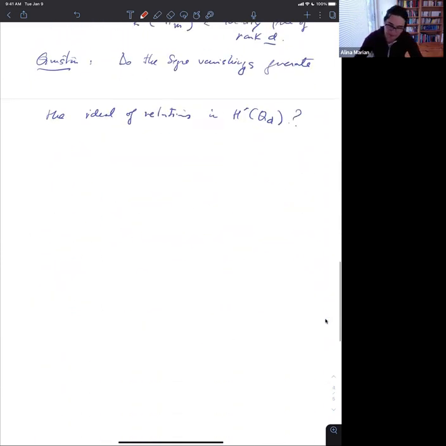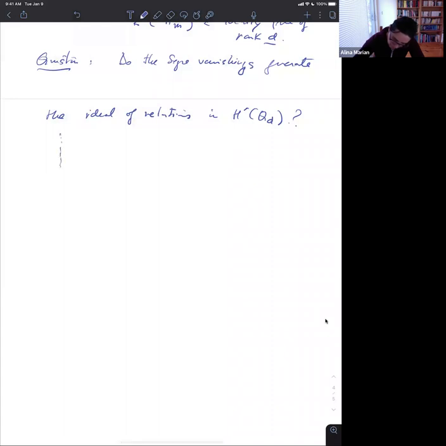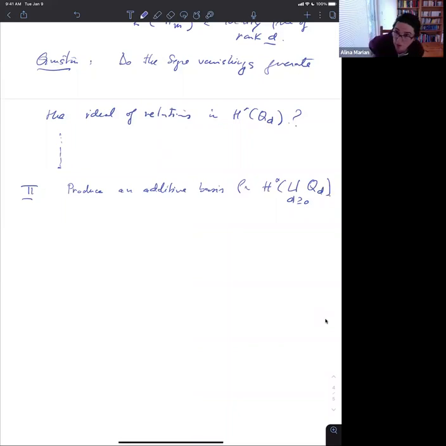So our goal for the remainder of the lecture is to produce, leaving this a bit open, an additive basis for the cohomology of the Quot schemes. So this would be an Nakajima type basis. Let's see what we can do. It's actually straightforward in this case, and the Poincaré polynomial tells you what to do.